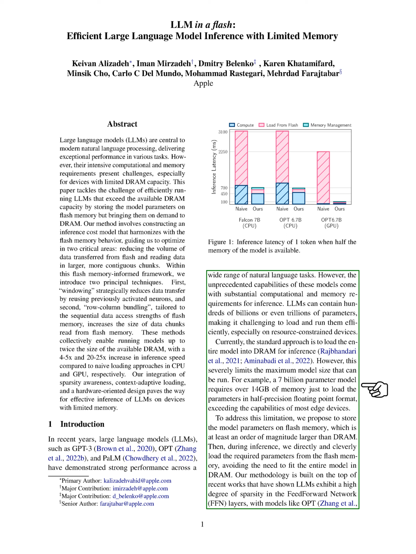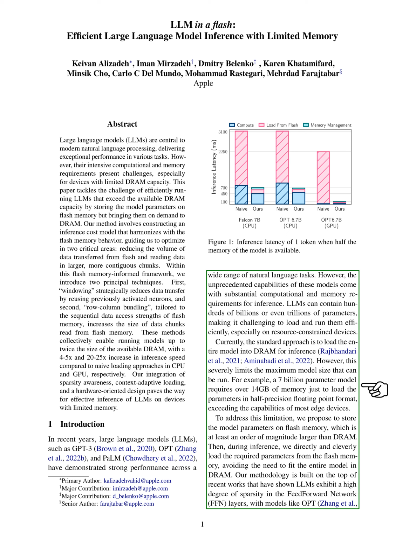To overcome this, we suggest storing the model parameters on flash memory, which has at least 10 times more capacity than DRAM. During the model's operation, we can smartly load the necessary parameters from the flash memory, eliminating the need to fit the entire model in DRAM.